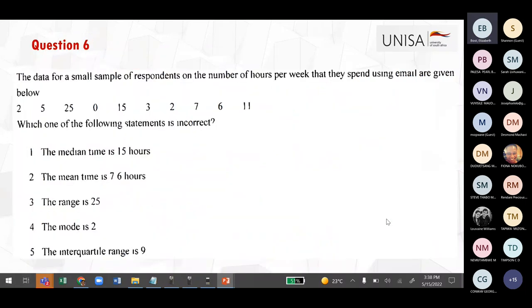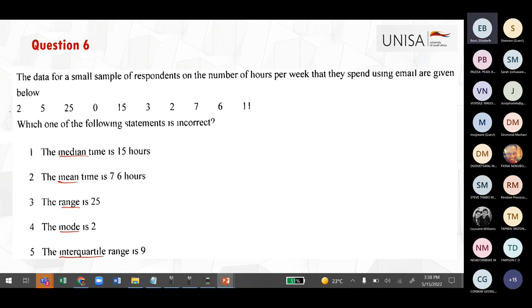Okay, question 6. The data for a small sample of respondents, on the number of hours per week that they spend using email, are given below. And these are the numbers. Which one of the following statements is incorrect? We need to find the median. We need to find the mean. We need to find the range. We need to find the mode and the interquartile range.